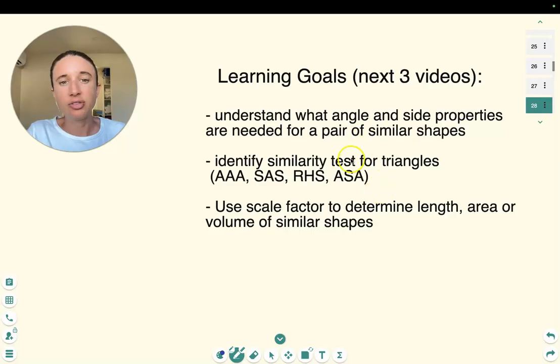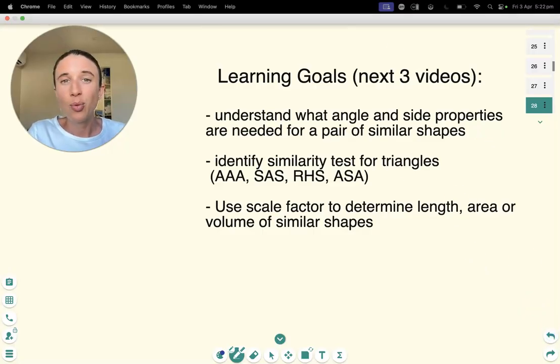And in our next few videos, we're going to look at similar triangles and scale factors to determine length, area, and volume of similar shapes. Okay, so I will see you there.